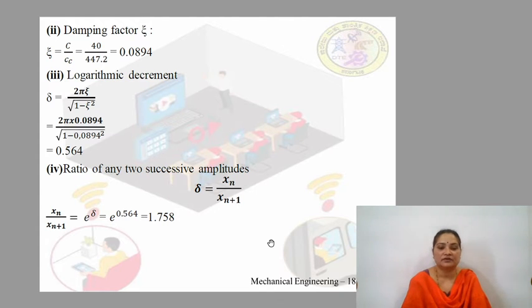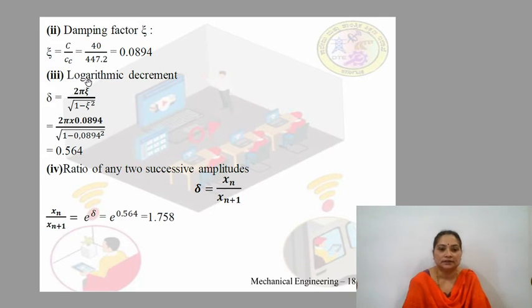The second term is the damping factor zeta. Here zeta is the ratio of damping coefficient to critical damping coefficient. So the values of C and Cc are substituted to obtain the value of zeta, and it is 0.0894. We all know that it is a dimensionless number.